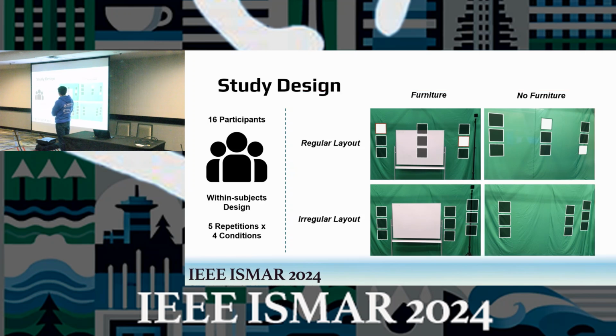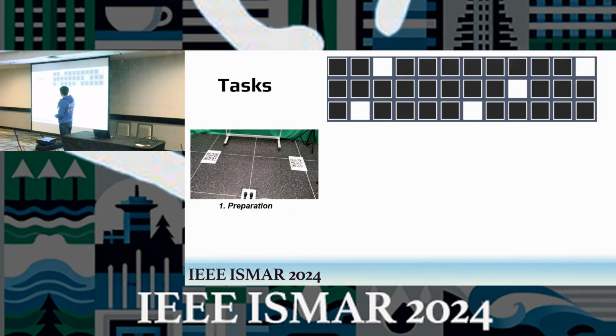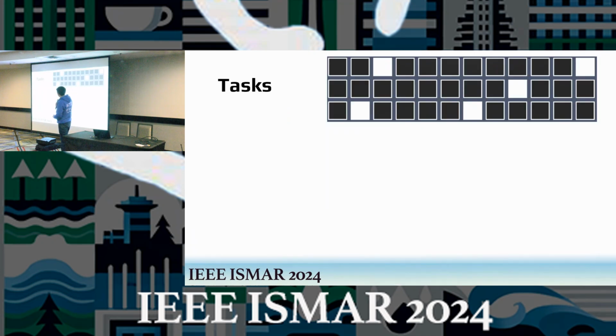So this 2x2 factor design will result in 4 valid combinations of factors, which were counterbalanced using a Latin square for all participants. So each participant will perform 5 repetitions for each of the 4 conditions, so resulting in 20 trials in total. To design our task, we also adapted a similar task from our VR study. We call it abstract visual pattern test.